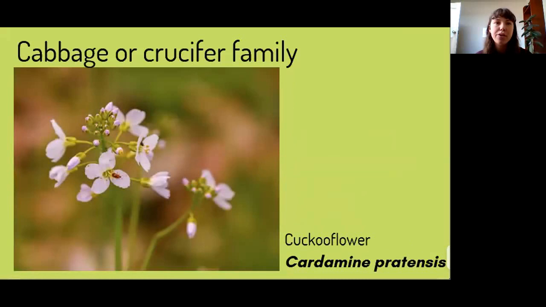Cuckoo flower, also known commonly as lady smock or sometimes milkmaids. It's another springtime flower from the cabbage family to look out for. And you're looking for rose pink, whitish petals in a cross shape again. And it has larger sort of kidney-shaped lower leaves, but as you go up the stem, they get a bit narrower and a bit more slender.